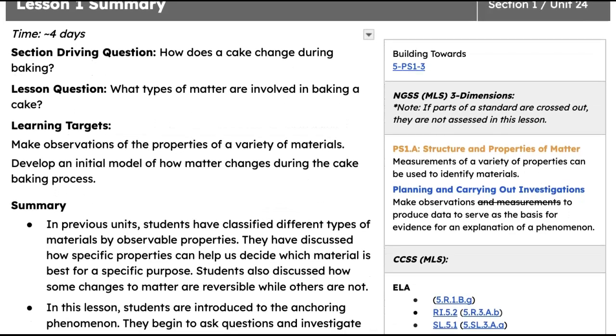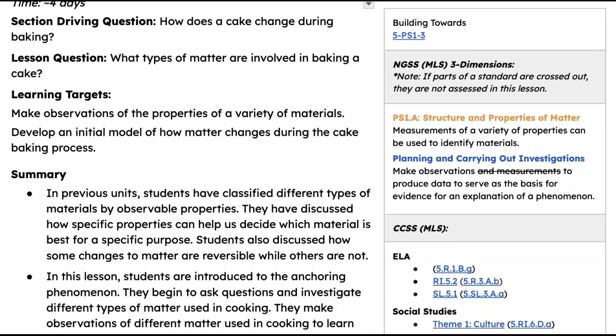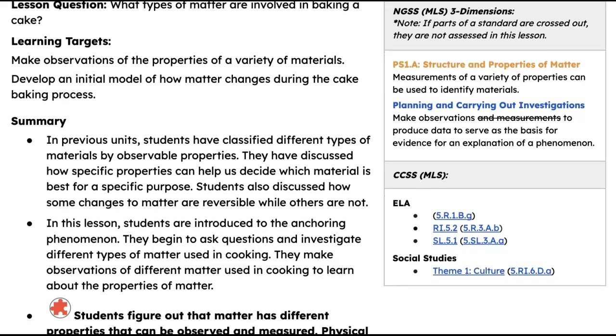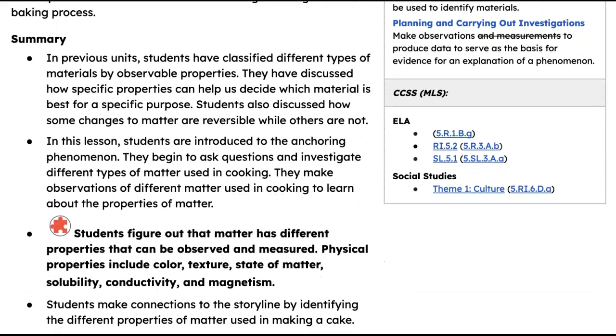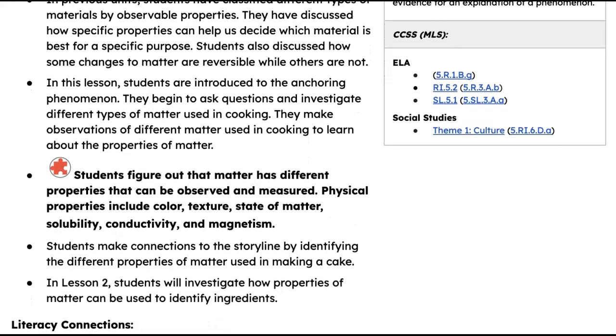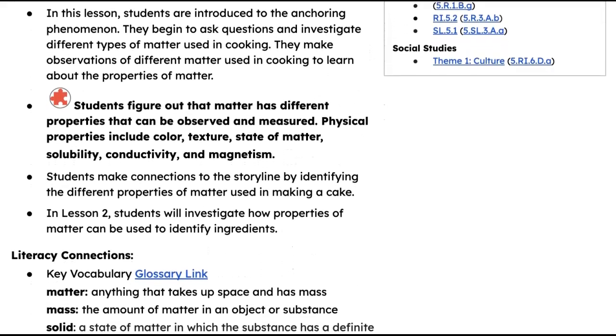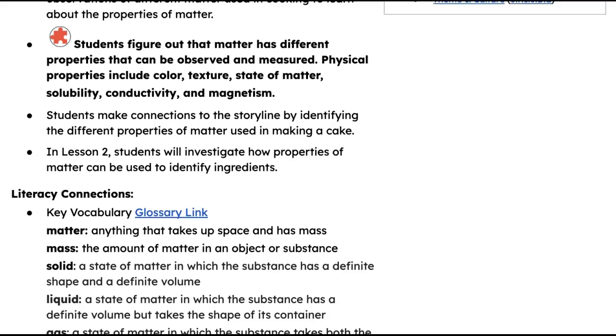There are several opportunities for ELA and social studies cross-curricular connections throughout the lesson. You can look for specific standard connections in the Unit 24 Teacher Guide. This lesson will take approximately 4 days to complete.